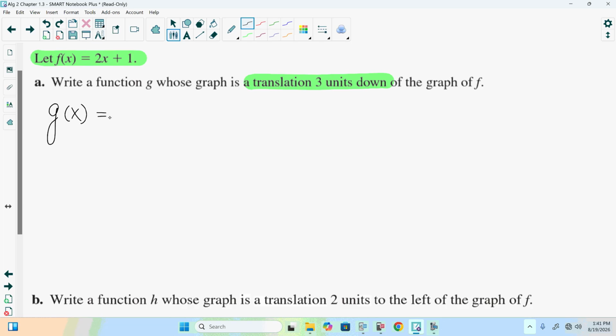Questions on any of this so far? Now for this here, we're talking about a translation 3 units down. We're talking about a vertical translation. We're moving up or down. So the general form for vertical translation is f of x plus k. F of x plus k. Where k is the amount that we move the function up or down. That's just the general form.